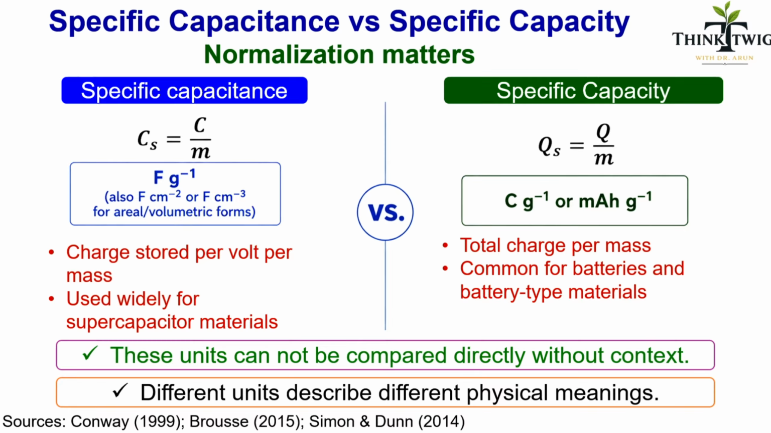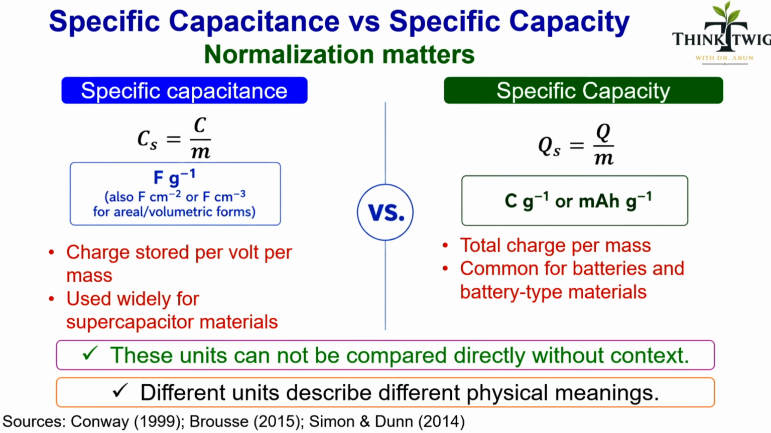Let us first look at specific capacitance. The relation shown here is C specific equals C divided by M. In simple words, capacitance divided by mass. And the common unit is farad per gram. So specific capacitance tells us how much capacitance we get from each gram of material. It may also be reported per area or per volume when that is useful.